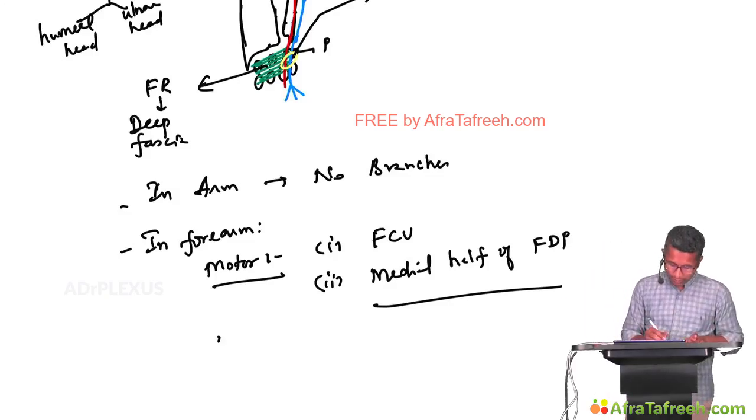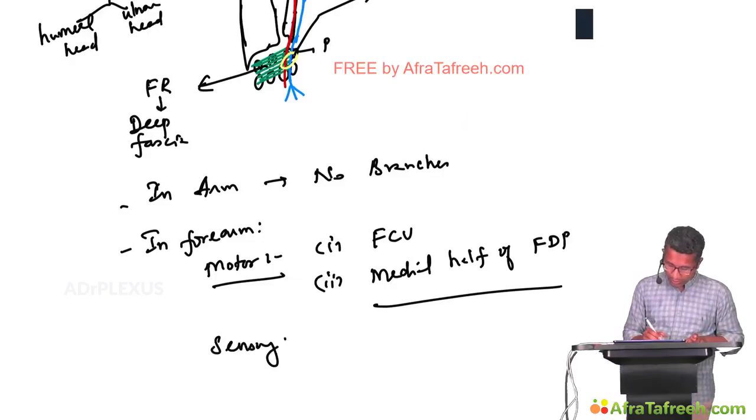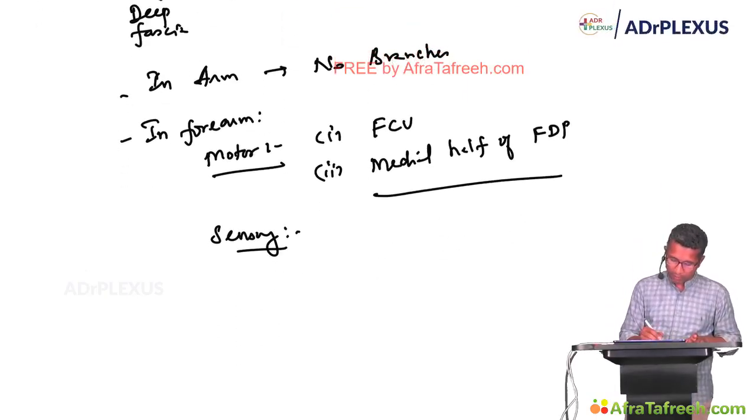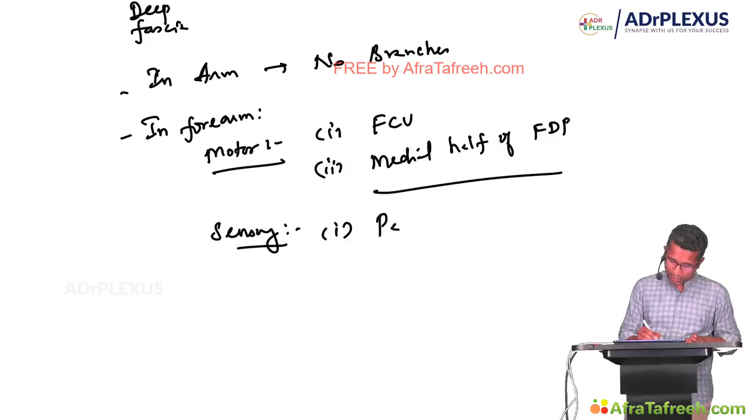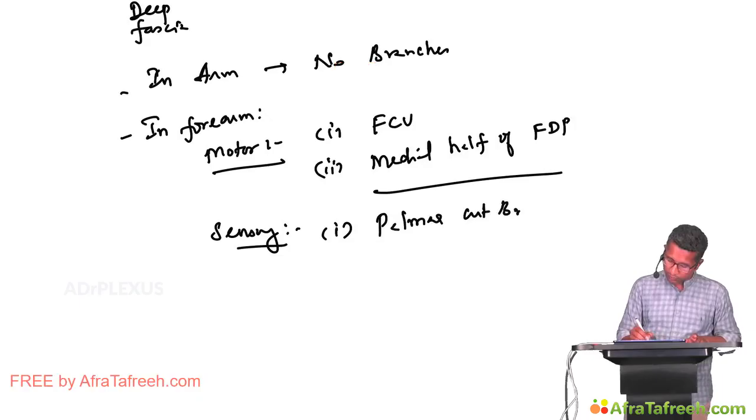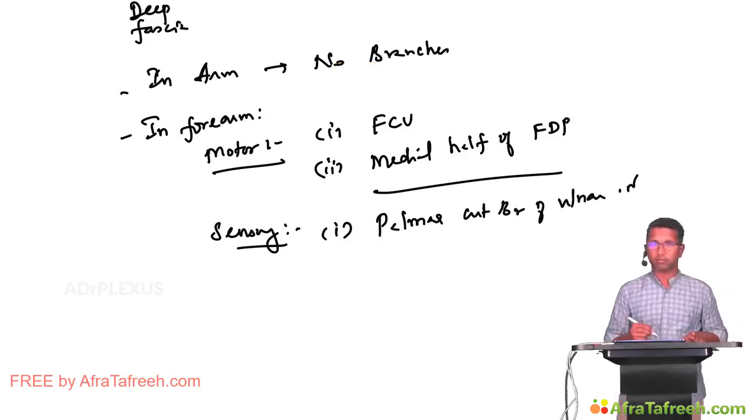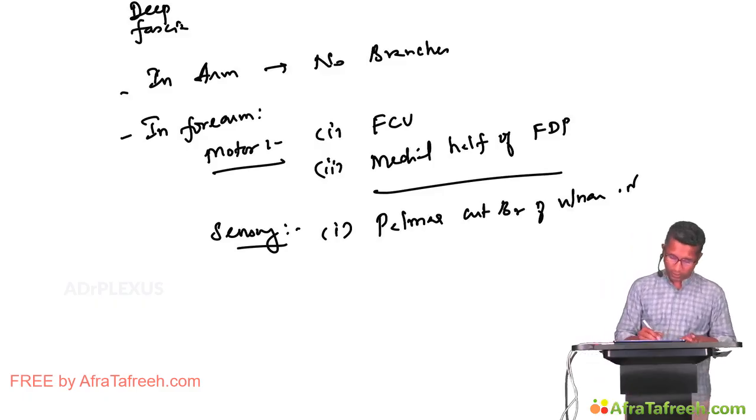There are some sensory branches which are also seen here. One such sensory branch is the palmar cutaneous branch of the ulnar nerve, which passes superficial to the flexor retinaculum.